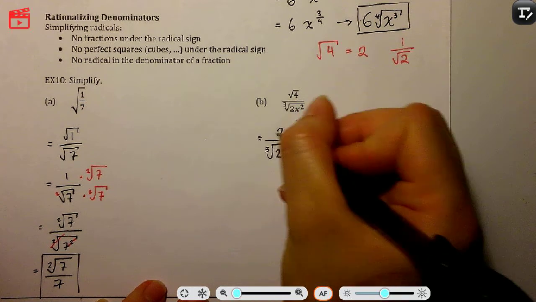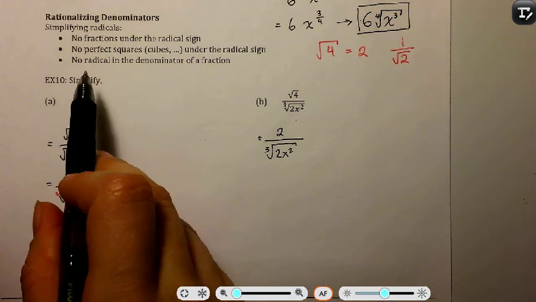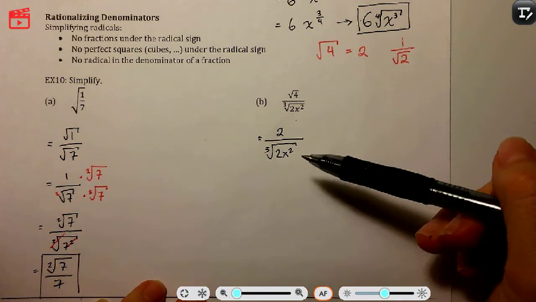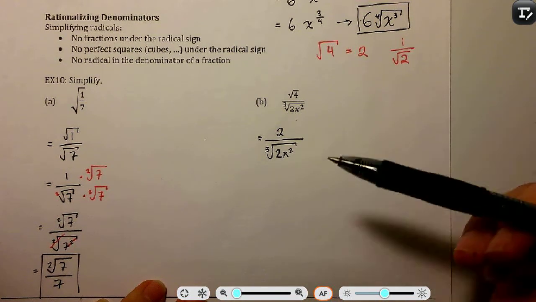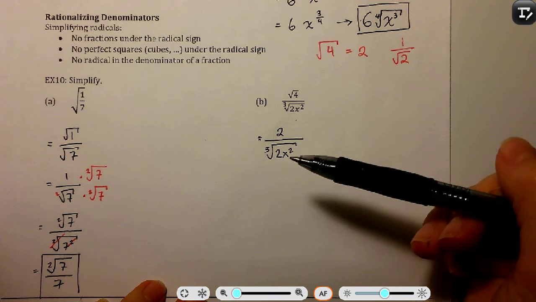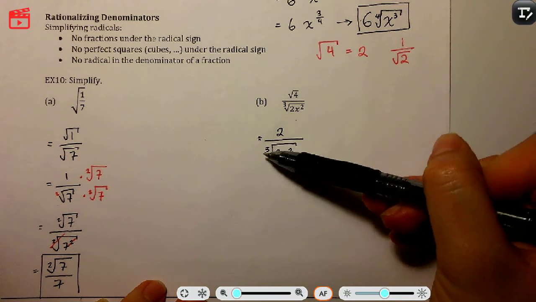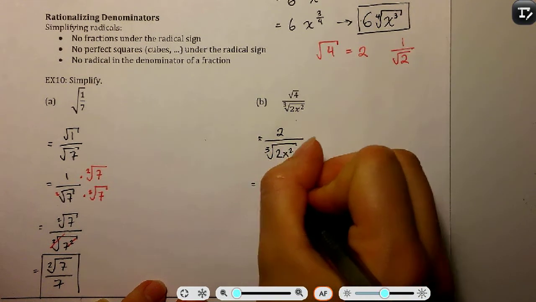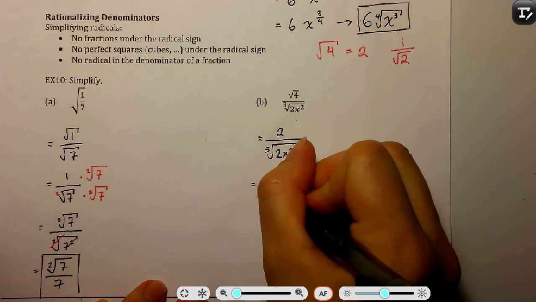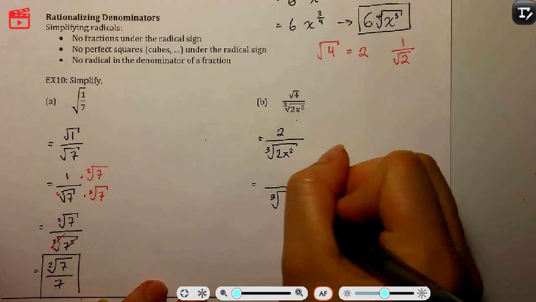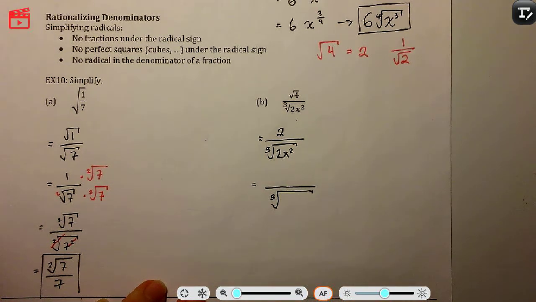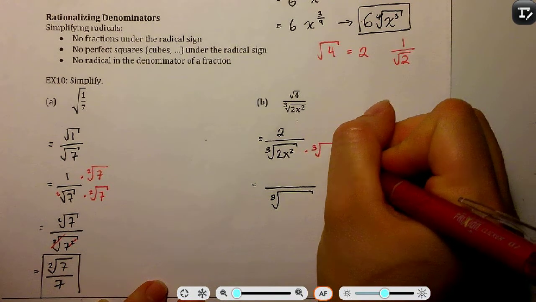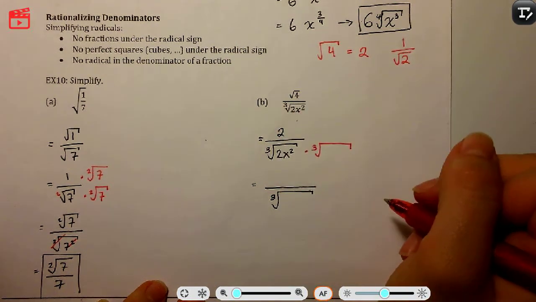Now what's left? We need to rationalize the denominator. Okay, we can't have a radical in the denominator. So same plan as last time. This time it's a teeny bit different though, because we're using a cube root instead of a square root. So my goal is to get a perfect cube in the denominator. I need to multiply the bottom by something that can turn these into perfect cubes.